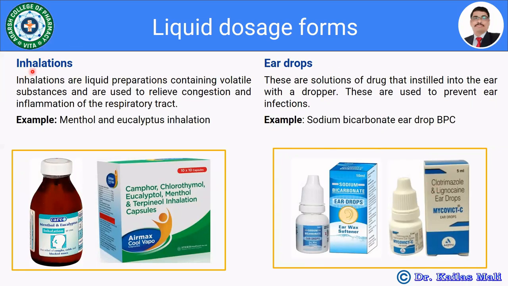Let us move towards the inhalations and ear drops. Inhalations are liquid preparations containing volatile substances and are used to relieve congestion and inflammation of the respiratory tract. That is known as the inhalation. For example, menthol and eucalyptus inhalation. Ear drops are solutions of drug that are instilled into the ear with a dropper. These are used to prevent ear infection. For example, sodium bicarbonate ear drop, BPC. Here are some examples of the marketed ear drops.